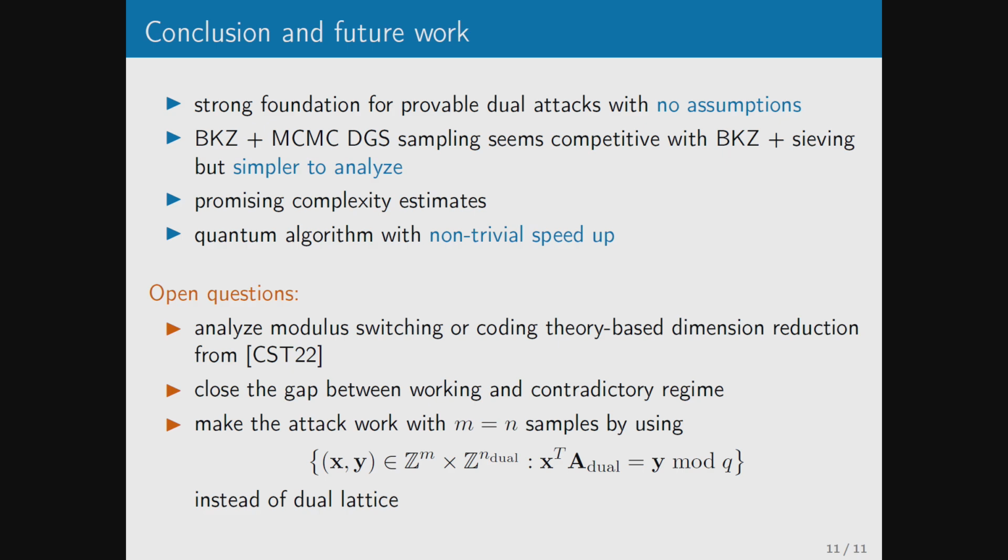So I think this other technique of using coding theory to reduce the dimension, by this unpublished draft of Carrière, Chen, and Tillich, is much more promising. I mentioned the gap already between the working and the contradictory regime. And finally, I mentioned at the very beginning, we assumed twice the number of samples as the dimension. This is not great because in practical settings, you probably only get as many as the dimension, not more.